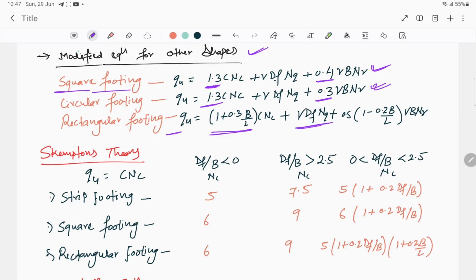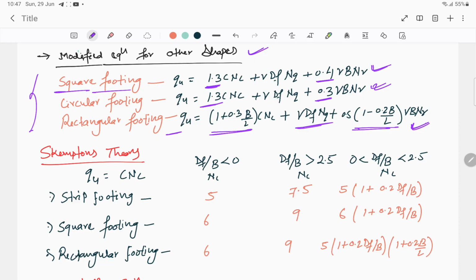This term is again the same, and in this term you need to calculate this value, that is 1 minus 0.2 B by L. Here is the 1 plus 0.3 B by L, here is the 1 minus 0.2 B by L. So these two factors you need to calculate, and you have to remember this formula for rectangular footing. Okay, so this is based on again the Terzaghi's equation.